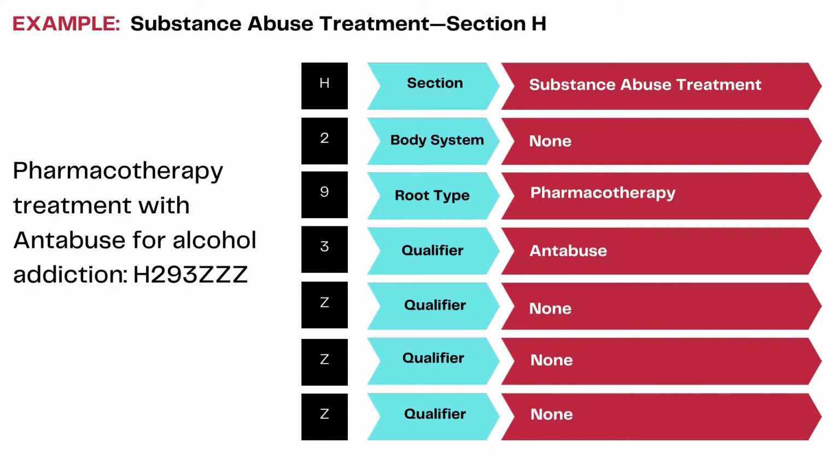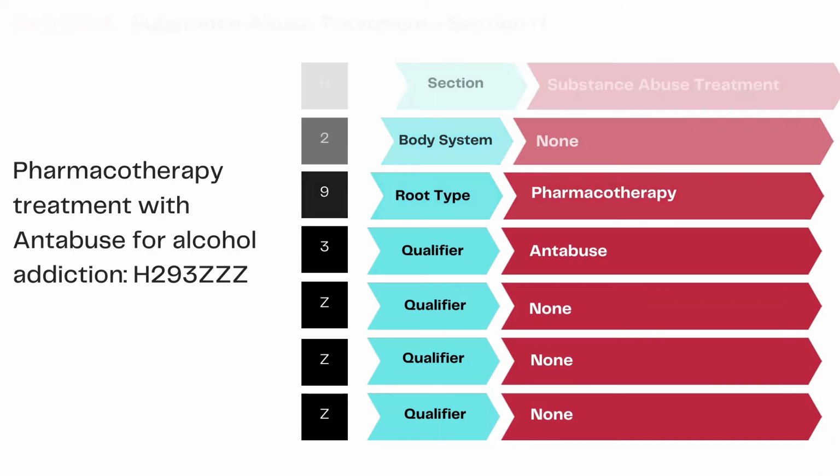This is an example of coding pharmacotherapy treatment with Antabuse for alcohol addiction. The section value is H, substance abuse treatment. The body system is none. The root type is pharmacotherapy for the third character. The fourth character qualifier is Antabuse. Then the fifth, sixth, and seventh characters are always none.